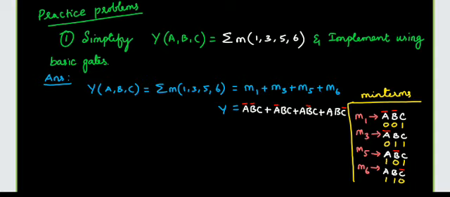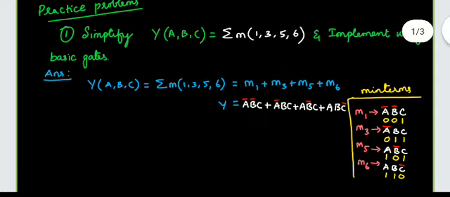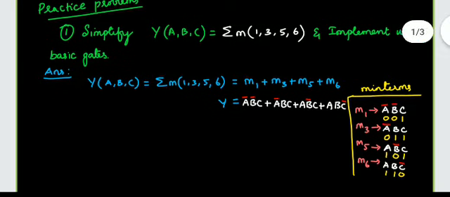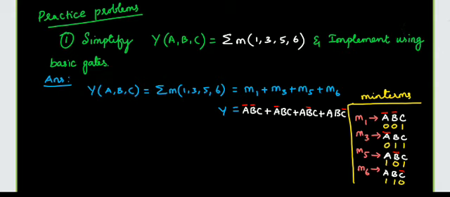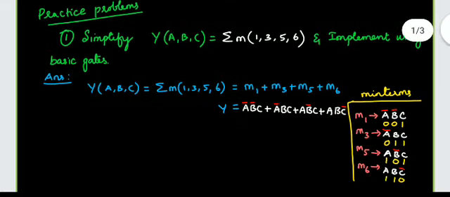So next problem, simplify y of a comma b comma c equal to summation m of 1 comma 3 comma 5 comma 6 and implement using basic gates. So by seeing this problem, what we understand, Boolean expression is given, but actually in terms of min term it has been given. And next one we have to implement, after simplification we have to implement this by using basic gates. What are called basic gates? AND gate, OR gate and NOT gate, right?